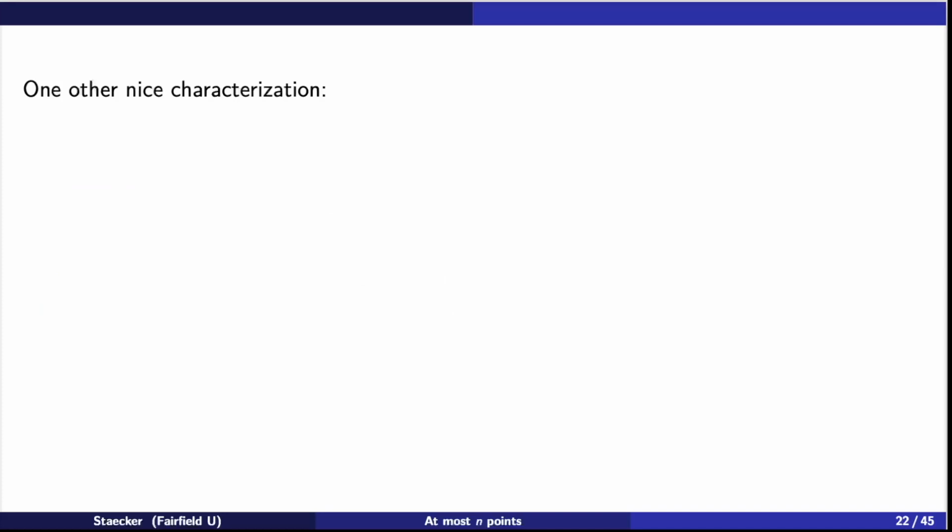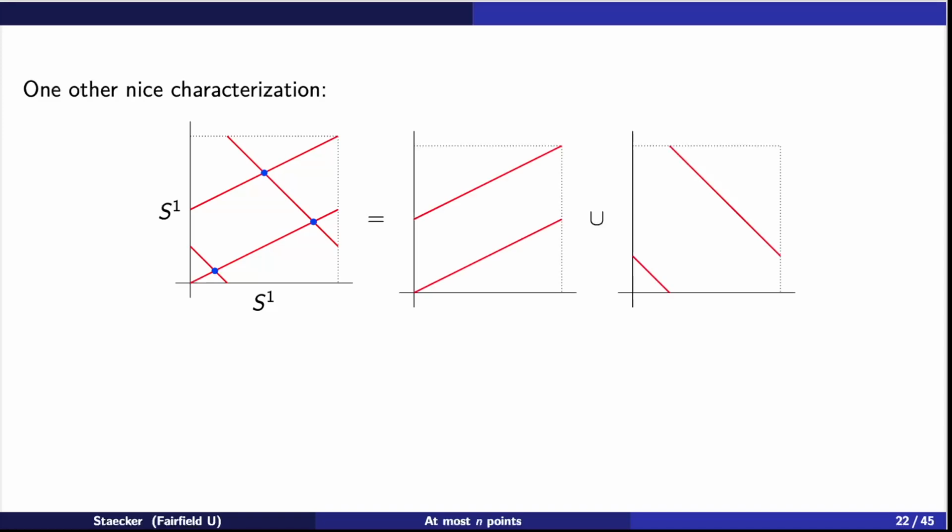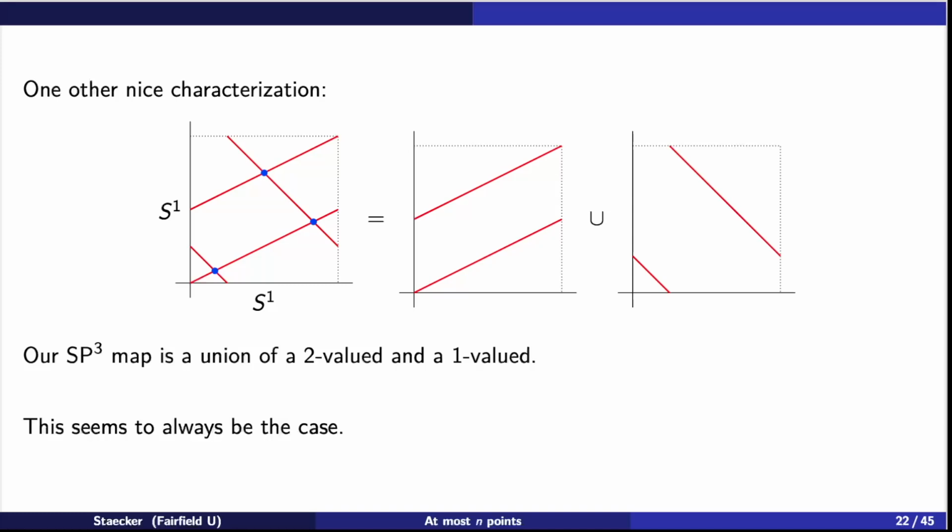One more equivalent characterization of these kinds of maps. Maybe you already thought about this. One of these maps into the symmetric product, or a weighted map, you have single values here, but some of the values are occurring twice. This, I hope you will immediately realize, is a union of these two things, and these two things individually have exactly n values. So this one has at most 3 values at each point, but it can be decomposed into a 2 value plus a 1 value. So our map into SP3 is actually a union of a 2 value and a 1 value. I mean exactly 2 and exactly 1. And this seems to be always the case.